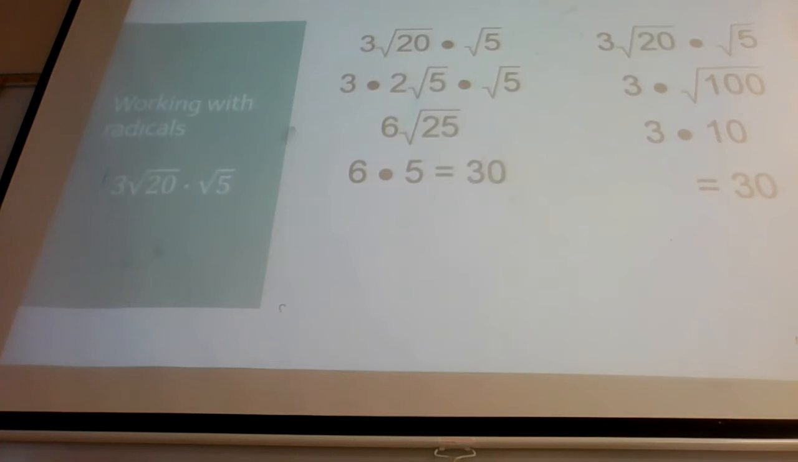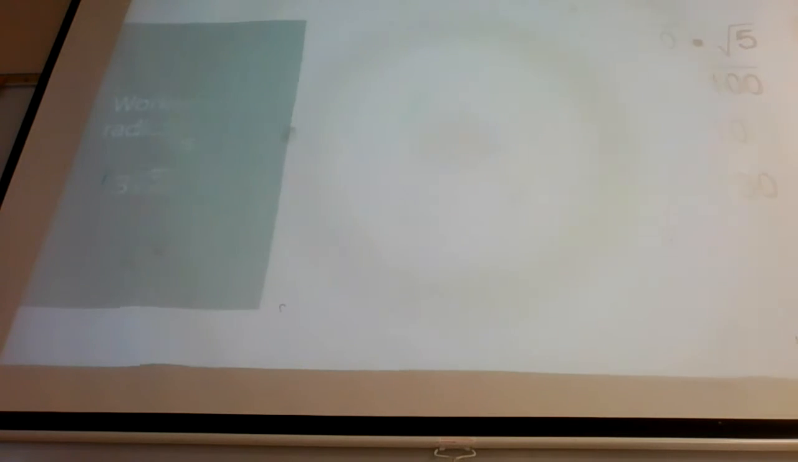If you want, you can multiply the radicals right away. 20 times 5 is 100, so that would be 3 times the square root of 100. Square root of 100 is 10. 3 times 10 is 30. Again, depends upon you and what you want to do.